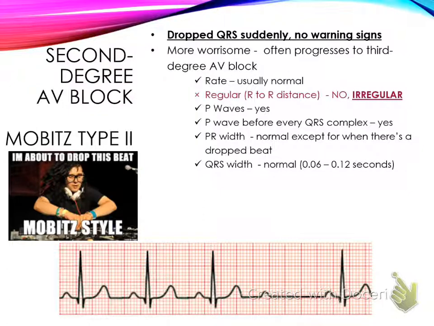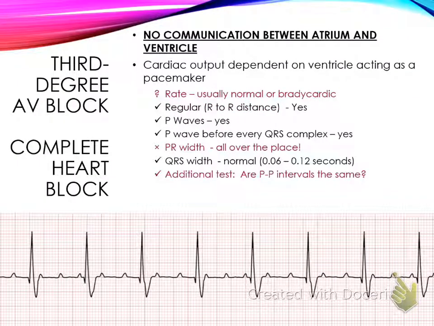So longer, longer, longer, then a drop is a Wenckebach block. The other one is it just drops with no warning whatsoever. It's just like I'm dropping a beat randomly. And that's a second degree heart block. And so we worry about that one because that could progress to the third degree, which one is a little more difficult. Let's go through our thing.